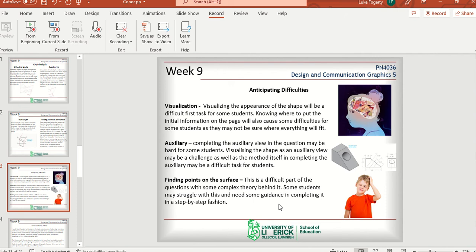So it might be hard to picture in your head of what it looks like. It might be hard to visualize where it'll fit, what will go where. The auxiliary might be a difficult task, projecting all the lines properly, getting the exact heights, knowing where to get your heights from to finish the heights on the auxiliary itself might be difficult, and finding points on the surface, some students might also struggle with that because it has some complex theory behind it.